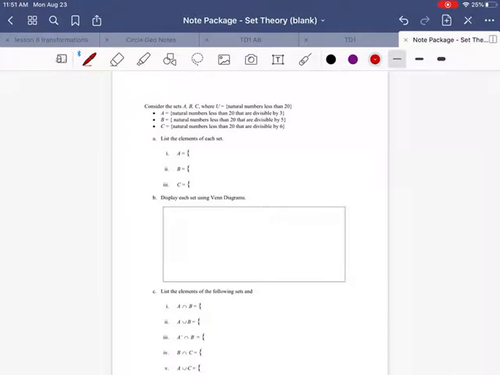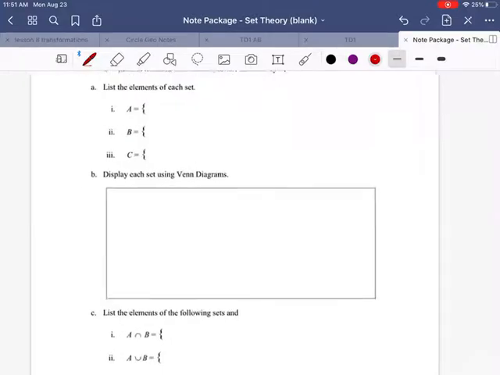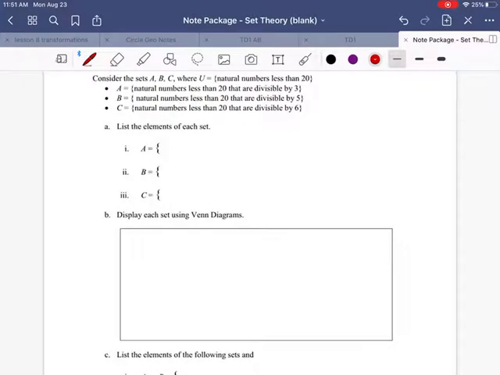So consider these sets A, B, and C, where U, the universal set, is equal to the natural numbers less than 20. So you have to remember the universal set. And then we have these three sets, A, B, and C, that have some specific requirements. So list the elements of each set.